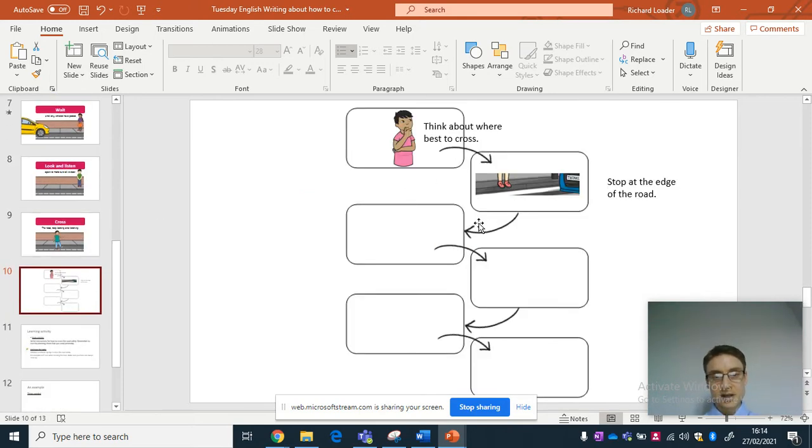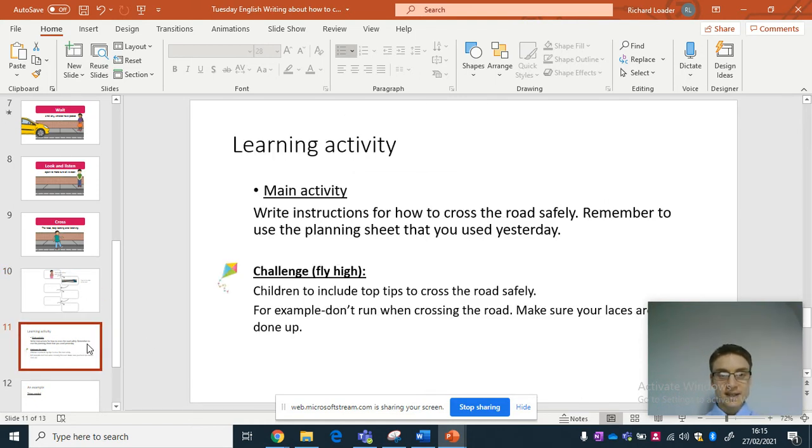Started off, didn't I? Planning, which I'm going to use in a minute to help me write my ideas down. So your activity is to write instructions for how to cross the road safely. Remember to use the planning sheet that you used yesterday. Okay, and your challenge is to include top tips to cross the road safely.